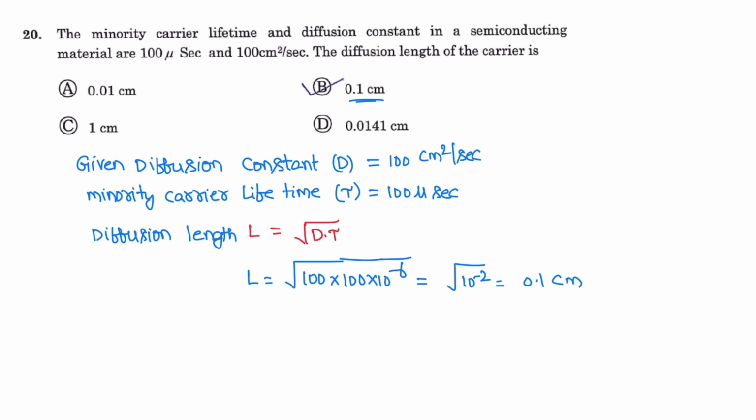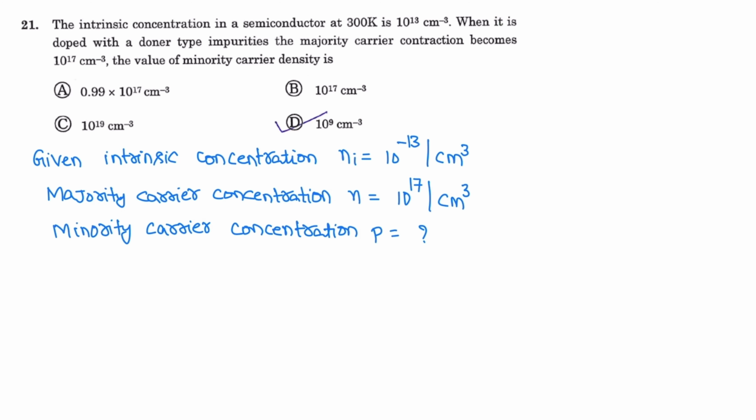Next question. In a semiconductor the intrinsic concentration is 10 power 13 per centimeter cubed when it is doped with donor type impurities. So donor means N type impurities, pentavalent impurities. So donor impurities are pentavalent, fifth group impurities. It results in N type semiconductor. Pentavalent donor impurities convert intrinsic semiconductor to n-type semiconductor. In n-type semiconductor, the concentration of electrons is much higher when compared to the concentration of holes.